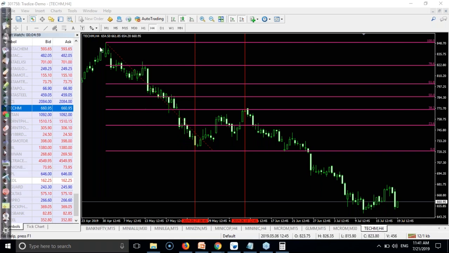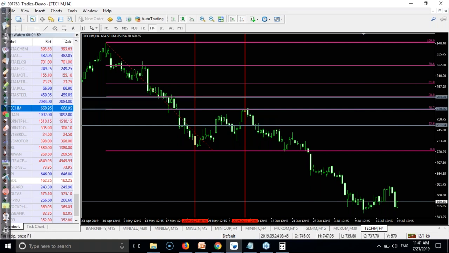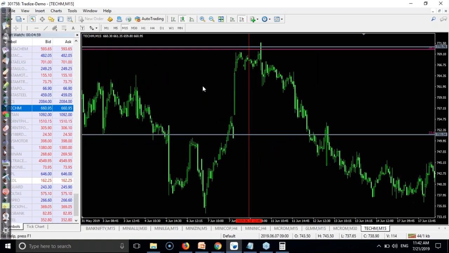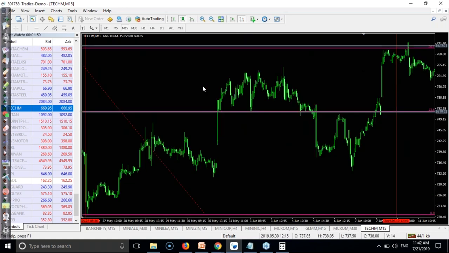First the market was here. We have seen this is a resistance line around 23%, right? Next resistance we have seen here, this one 38%. Next resistance, you can see this is 50%. So we'll discuss only this area. Let's say in a small time frame, like 15 minutes. Let me show you in 15 minutes.